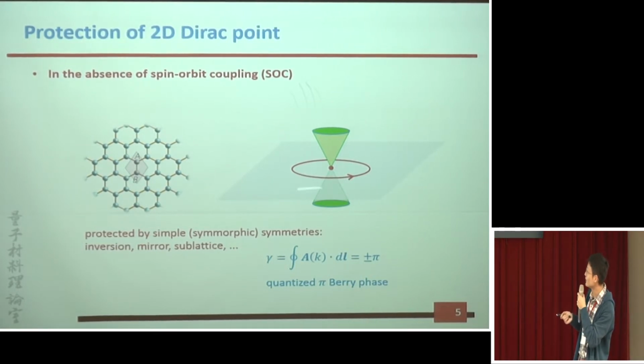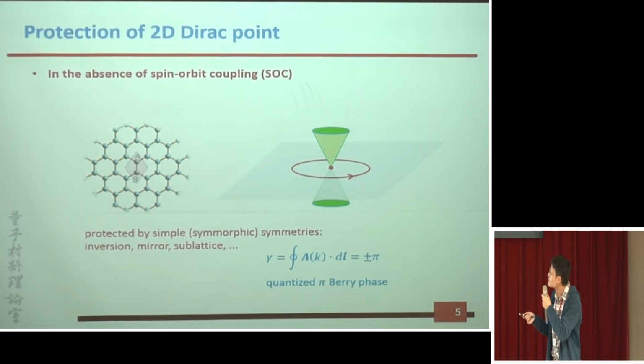Equivalently, if the symmetry holds, one can show there is a quantized Berry phase. If you go around this Dirac point in the 2D k space and calculate the Berry phase, and the symmetry holds, then this Berry phase must be quantized in units of pi, which means it cannot open a gap. Because if it opened a gap, this phase must change continuously, so it's not possible. All these discussions are in the absence of spin-orbit coupling. So this is for the 2D case. I emphasize this is for 2D.